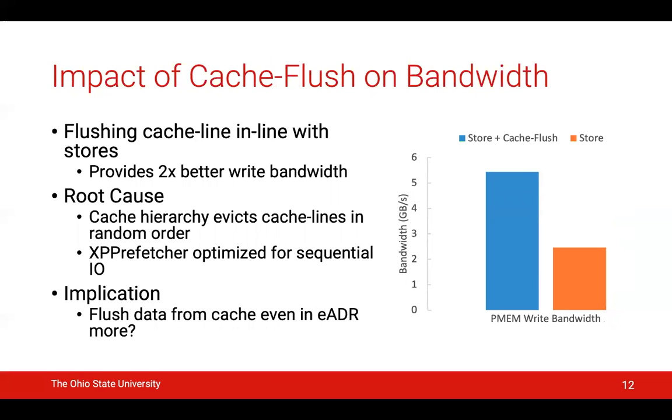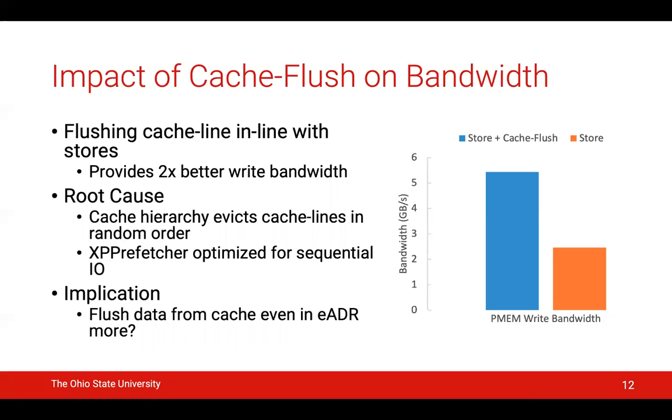The second idiosyncrasy studies the impact of cache flush on PMEM write bandwidth. The figure on the right shows the PMEM write bandwidth when the cache is never explicitly flushed compared with when the cache is flushed after every write. We can see that with explicit inline flushes, we get up to 2 times better bandwidth. So what is the reason behind this?